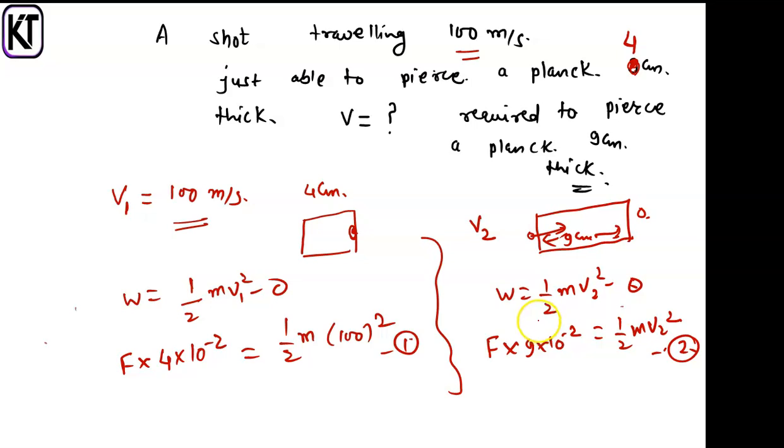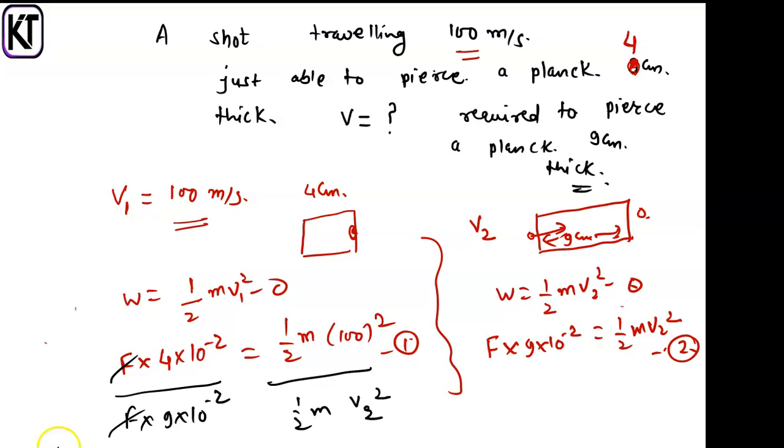These two equations are there. So we have to find v2. So let's take the ratio. If we take the ratio, then this will give f into 9 into 10 to the power minus 2 divided by 1/2 m v2 square, right? So f and f will cancel, 10 to the minus 2 will cancel, 1/2 m will cancel, so it will be v2 square divided by v1 square is equal to 9 by 4 into 100 into 100.